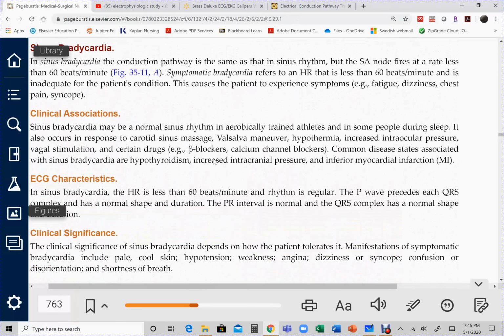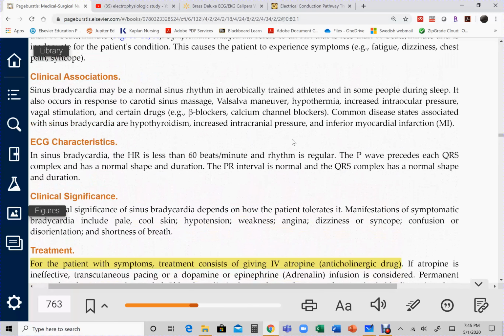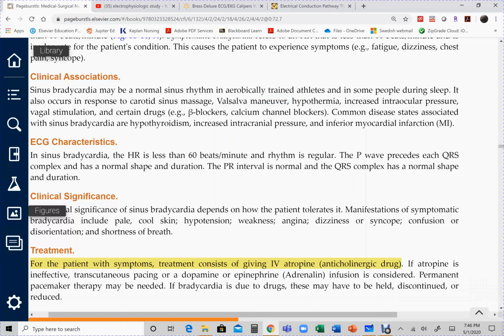Here, clinical associations. So it says here, sinus bradycardia is caused by Valsalva maneuver. So somebody giving birth to a really big turd. A doctor performing a cardiac sinus massage. Somebody who's hypothermic. Increased intraocular, or you can also say increased intracranial pressure also. And in fact in increased ICP, sinus bradycardia is one of the Cushing's triad, indicating a late sign of increased ICP.